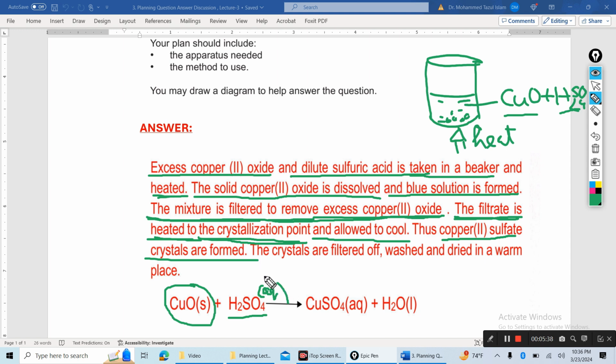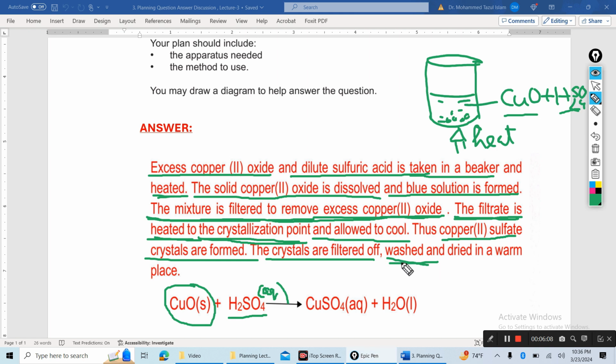Then the crystals are filtered off. The crystals are separated by filtration, then washed. Why washed? To remove crystal surface impurity. It may contain some impurity on the surface of the crystal, so if you wash, the surface impurity will be removed.